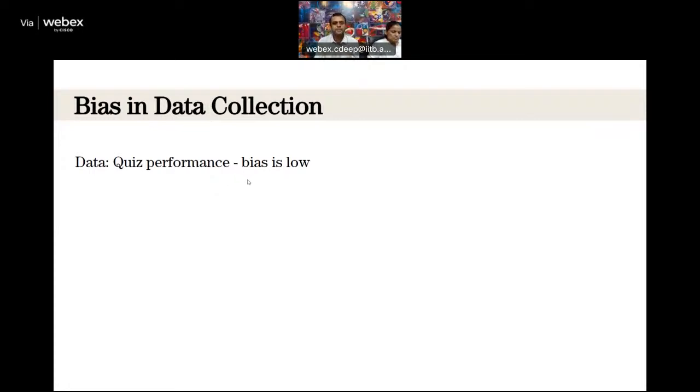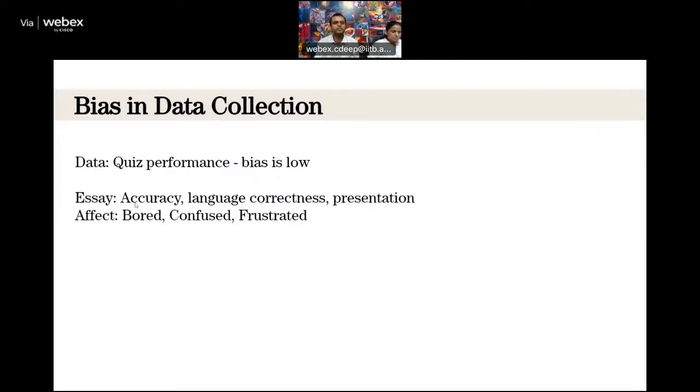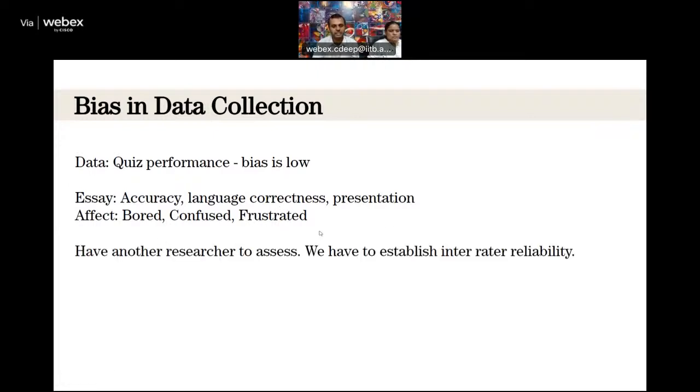Bias is very low. But if you are observing the students, for example, trying to rate their essay writing, if you ask them to write an essay or subjective answers and grade them based on accuracy, language correctness, or presentation, or you want to understand the students' emotional or affective states in the classroom, like are they bored, confused, or frustrated, this depends on the human observer. If I observe some student is confused, the other human observer may not observe the student as confused or bored. In those cases, to avoid this bias, we can establish inter-rater reliability.